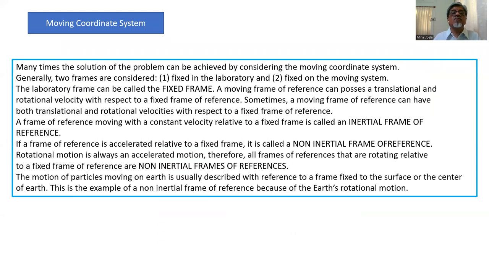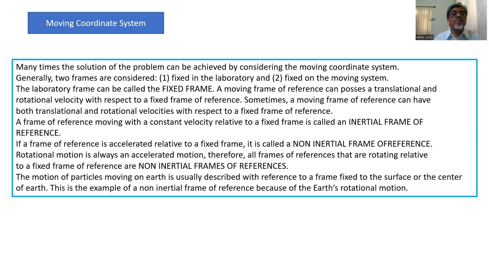Let us come to the first slide. We have to discuss first the moving coordinate system. Many times the solution of the problem can be achieved by considering a moving coordinate system. Generally, two frames are considered. One is fixed in the laboratory and the second one is fixed on the moving system.